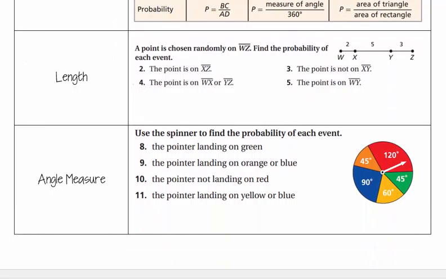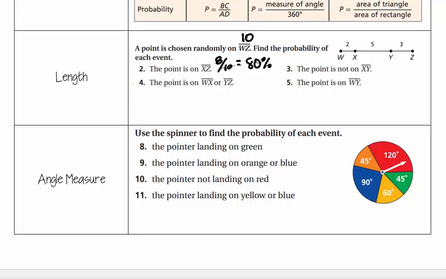So let's do some length ones. A point is chosen randomly on WZ. Find the probability of each event. The first thing you should do is find out how long WZ is. So 2 plus 5 gives us 7, plus 3 is 10. All of our denominators are going to be 10. For number 2, it says, what's the probability that the point is on XZ? From X to Z is 8. 8 out of 10 is 80%.